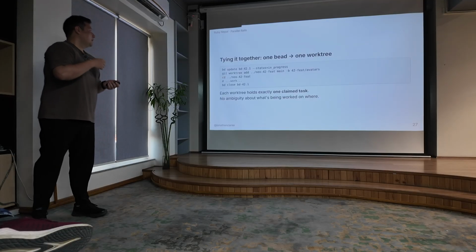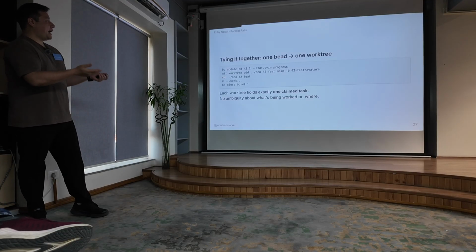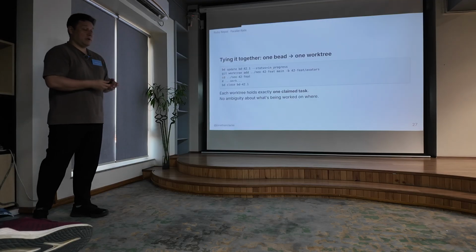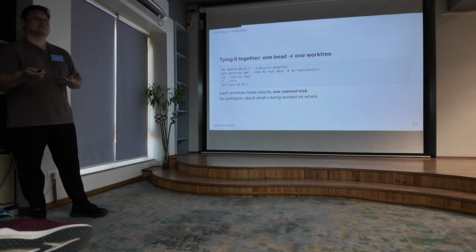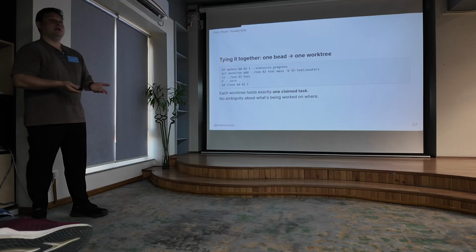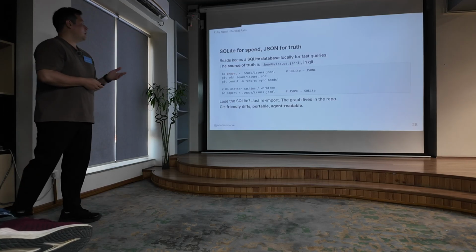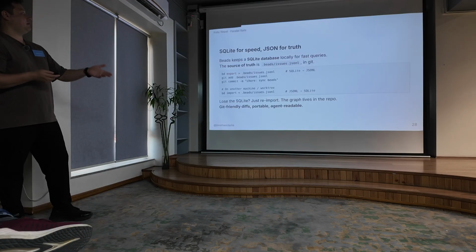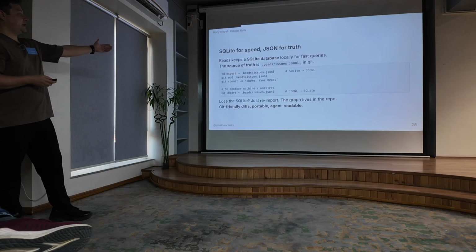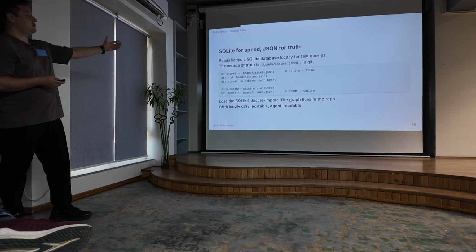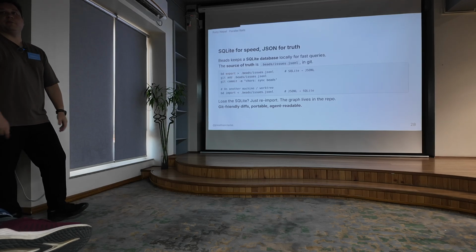So each work tree can hold one claimed task. Each work tree could hold many claimed tasks. I do it with many. You can do it with one if you like. So we talked about SQLite with bd. This is how you export your database to your issues file with bd.